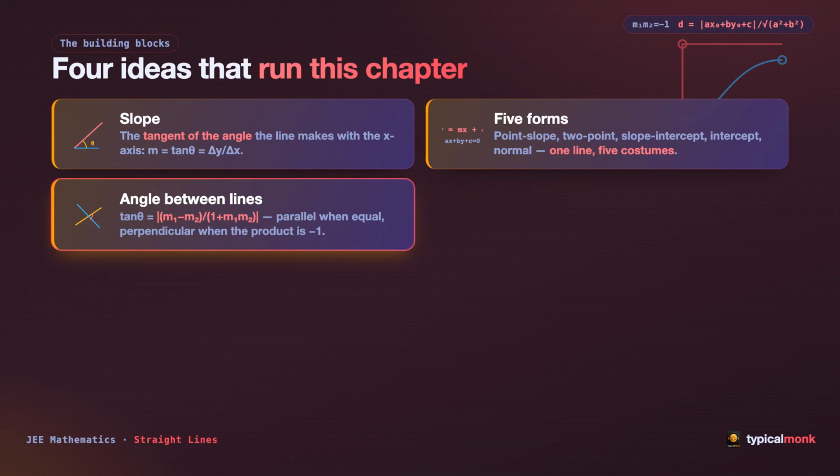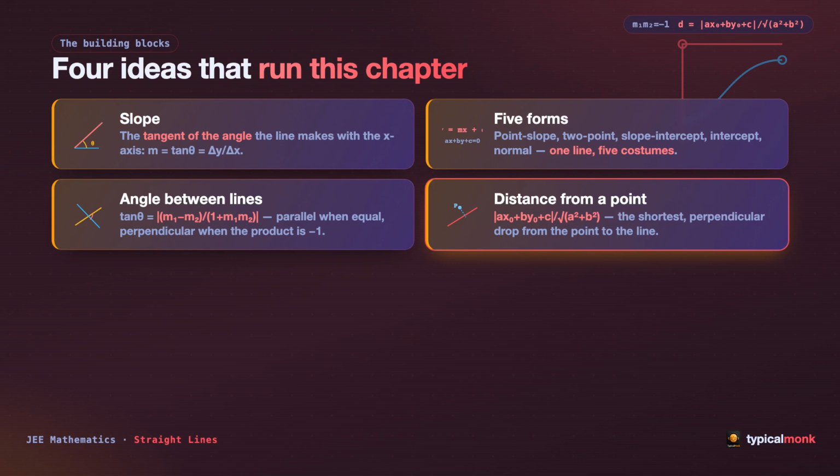The angle between two lines, tan theta, equals the modulus of m1 minus m2 over 1 plus m₁m₂. Parallel when the slopes are equal, perpendicular when their product is -1. And the distance from a point, the modulus of a x₀ + b y₀ + c over the square root of a squared plus b squared, the shortest perpendicular drop from the point to the line.